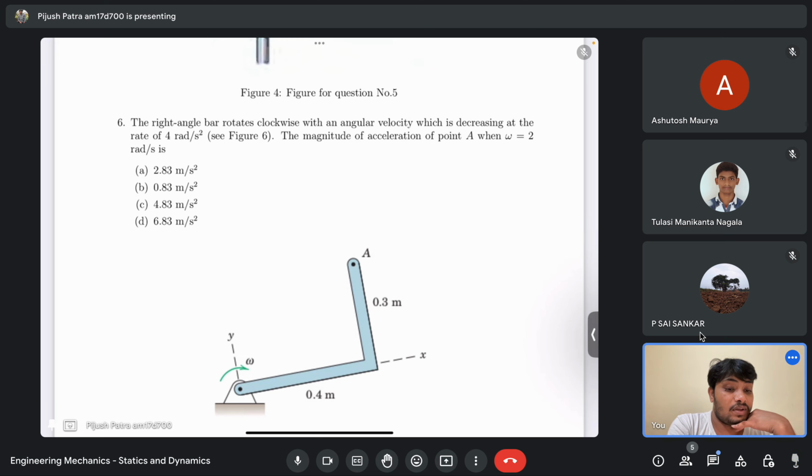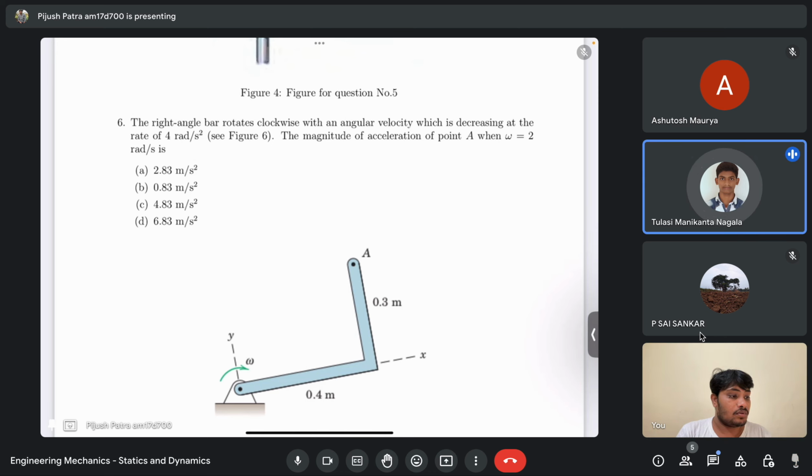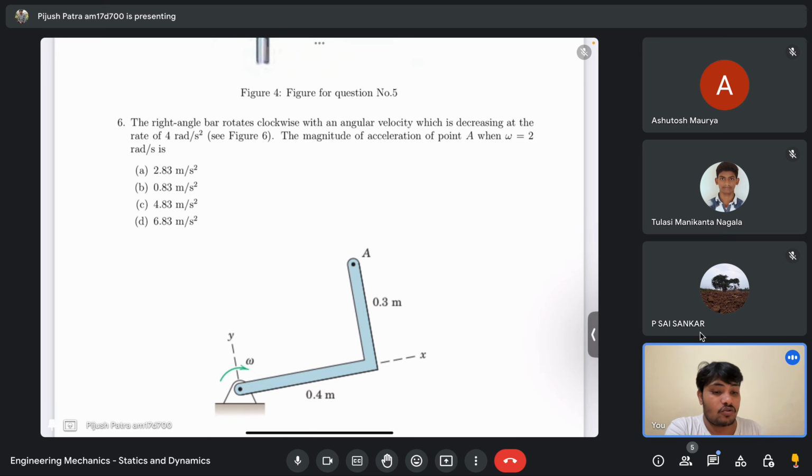What is the acceleration of point A? The angular acceleration is given: the right angle bar rotates clockwise with an angular velocity which is decreasing at a rate of 4 radian per second square. If this is the angular acceleration, then the tangential acceleration is the hypotenuse times angular acceleration. If angular acceleration is alpha, and the distance from this point to O is root of 0.3 square plus 0.4 square, then that into alpha is the acceleration of point A, and that's the tangential acceleration, not the normal acceleration.